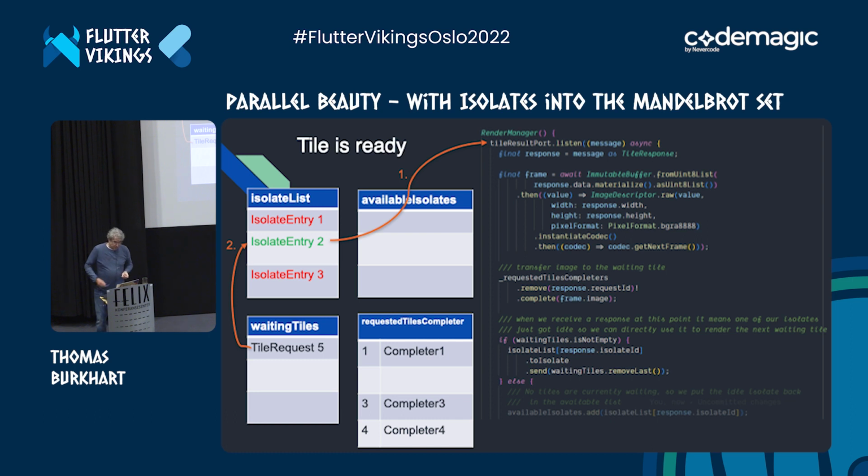And now the important thing is we check at the next step. In case waiting tile is not empty, we directly pass the next waiting tile request to the isolate that just got finished with the last job.